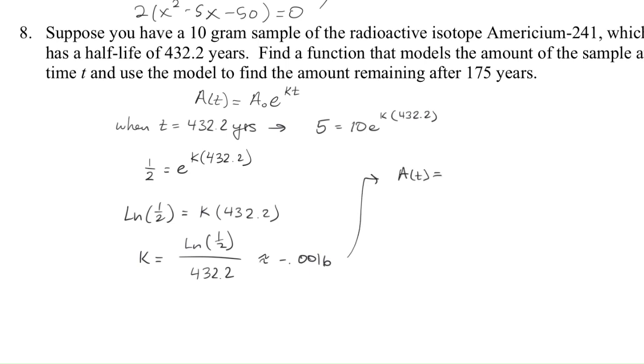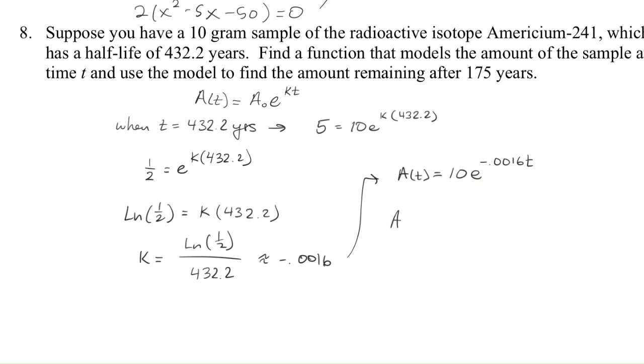Use that to create our model. The future amount at any time t is equal to initial amount 10 with our relative growth rate. And now the task is to use this model to find the amount that remains after 175 years. So the relative growth rate was computed using 432 years, and the amount of time they're asking us to solve for is in the same unit of measure in years. So we don't need to convert time into minutes or anything like that.